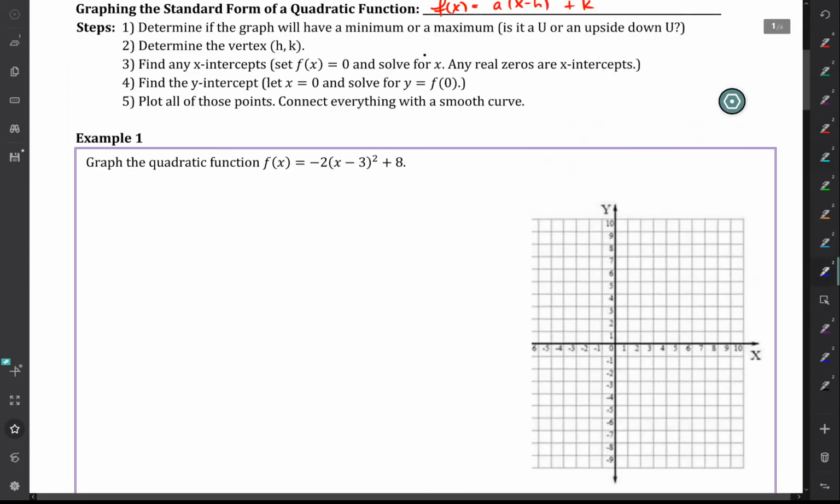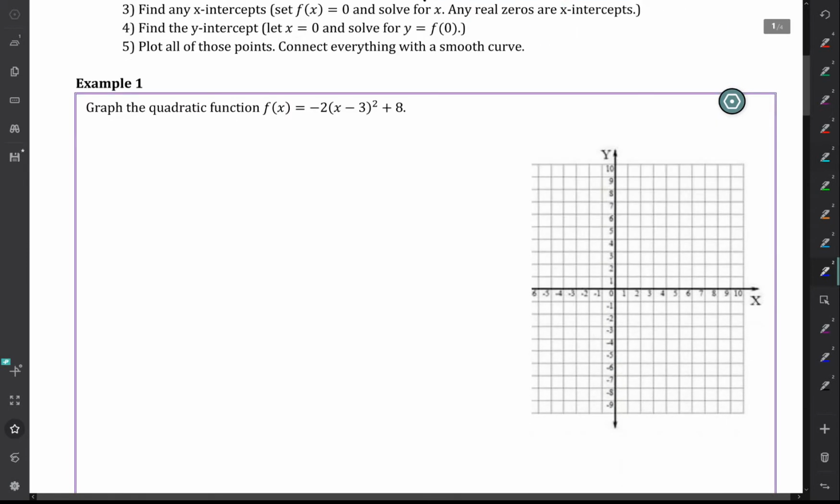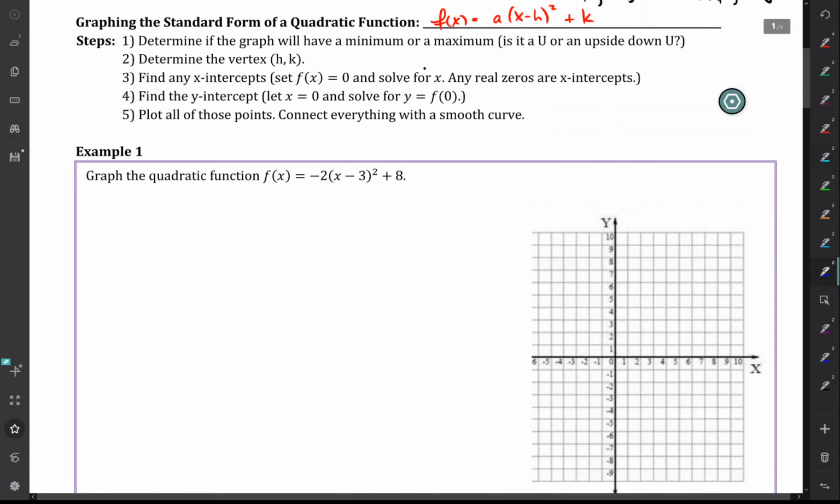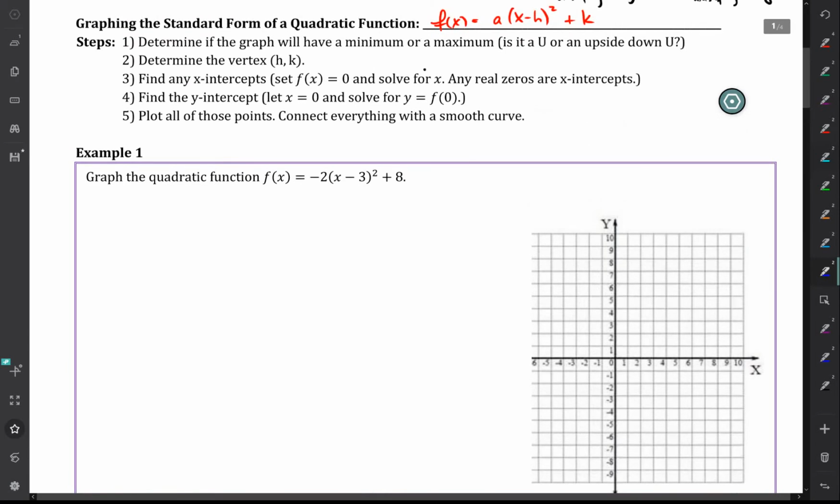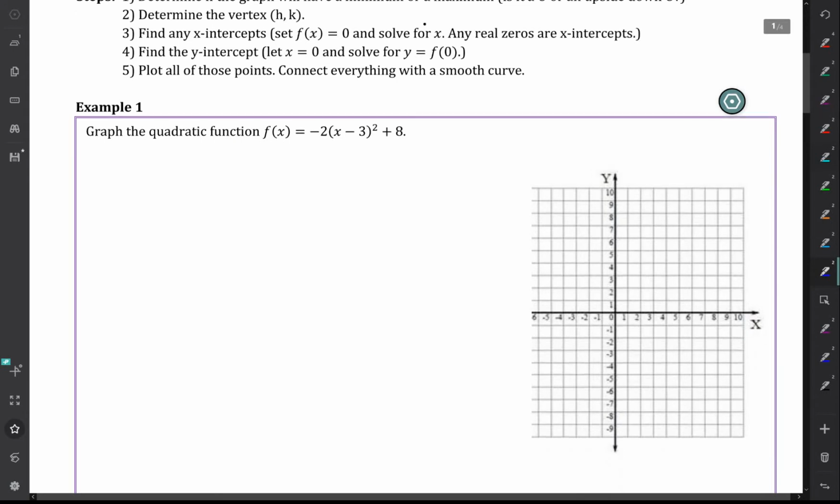So the last video kind of gave us the generic details about graphing quadratic equations, and now we're going to try to follow this 5-step process to graph the quadratic function, and this one's given to us in standard form, so it should be pretty easy.